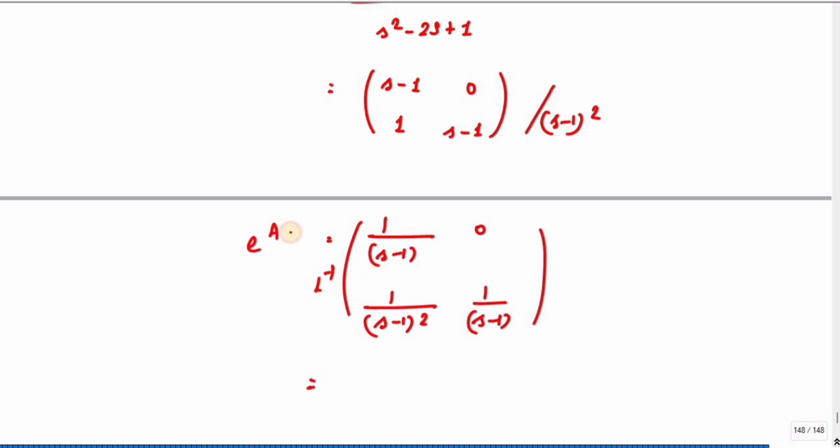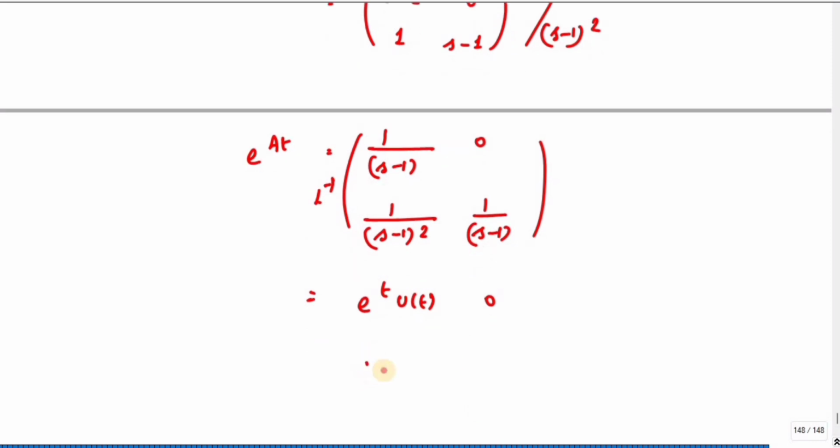So if I take the Laplace inverse of this one, I will get the answer for e power at, that is the state transition matrix, that is equal to e power t u of t, 0, and t into e power t, and e power t is your answer. Okay, this is your e power At, that is the state transition matrix.